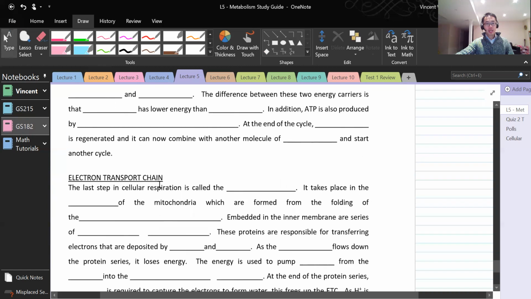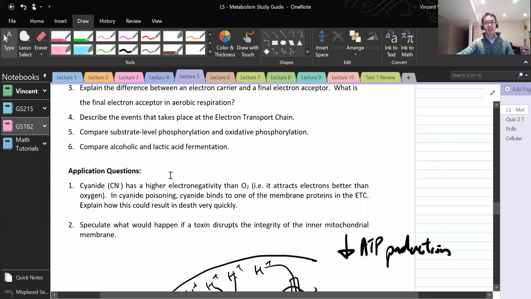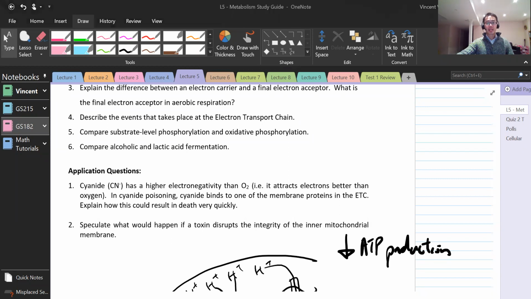I will post the answer for these fill in the blanks, of course, and you can check them yourself. But that is lecture 5, and this is going to be the last lecture of the unit test.